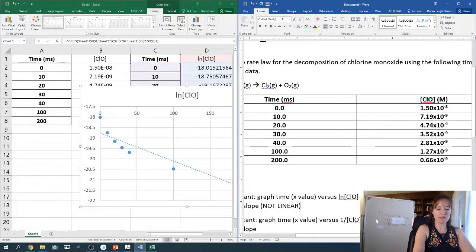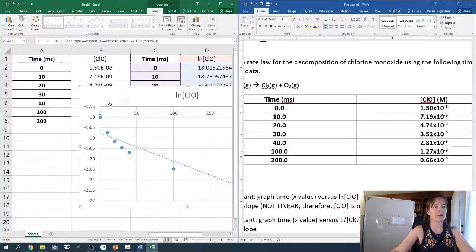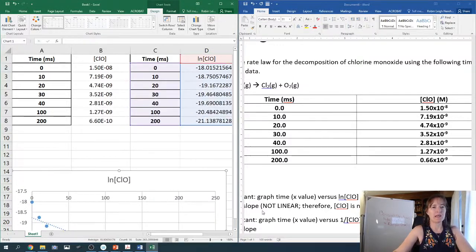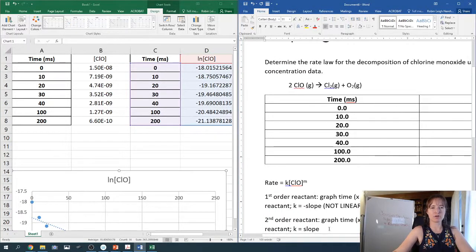So because it's not linear, therefore CLO is not first order. Okay, so I'm going to move this. Now I'm going to figure out if it's second order. So to figure out if it's second order, we're going to graph time versus the inverse of the concentration.